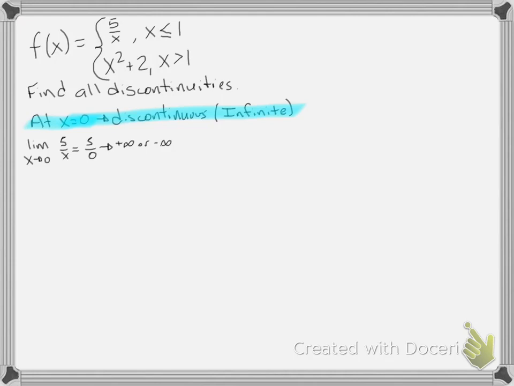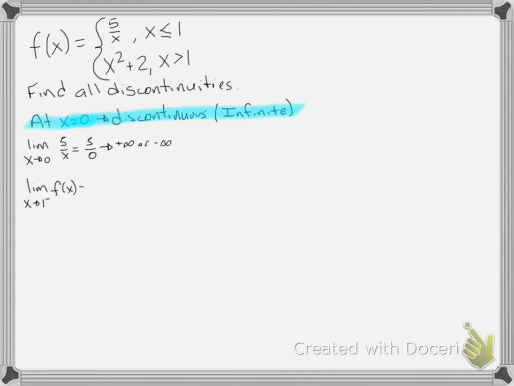To figure out if that breakpoint at x equals 1 is a discontinuity or not, I need to look at two separate one-sided limits. I need to look at the limit as x approaches 1 from the left, and then I need to look at the limit as x approaches 1 from the right side. So, first, the limit as x approaches 1 from the left.